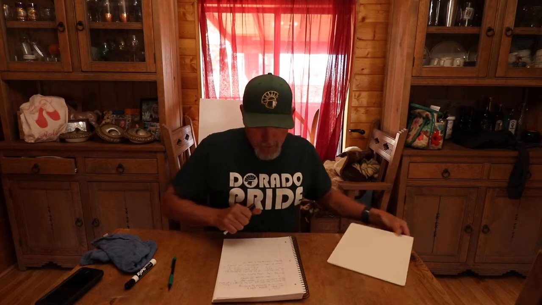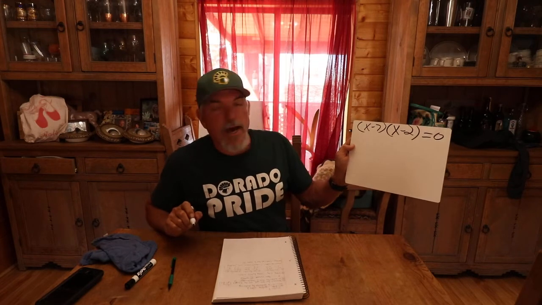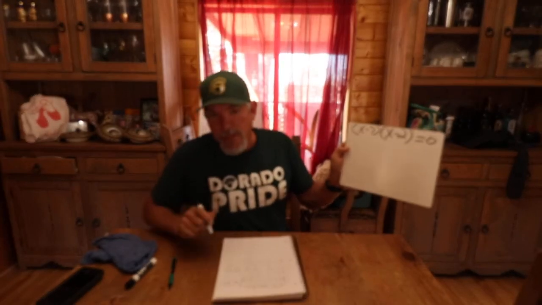Your first example is x minus 7 times x minus 2. And they're all going to be equal to 0. As you can see, that is already factored. You don't have to do that step today.